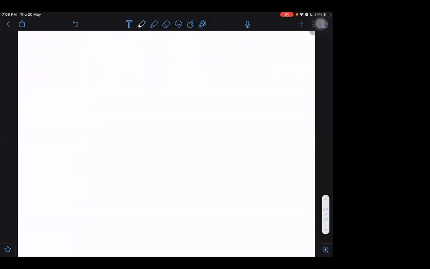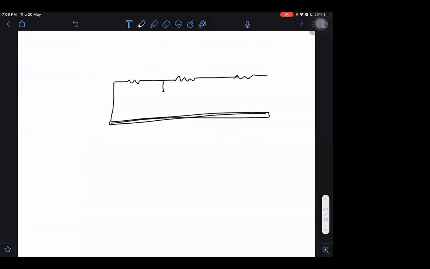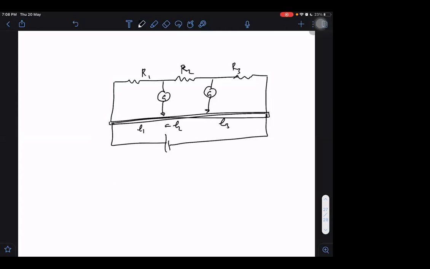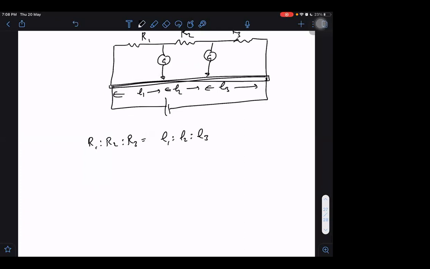Some modifications like this: rather than giving 2 gaps, I can give 3 gaps. This is a wire here, and I can take 2 galvanometers. This is a simple modification. L1, L2, L3 will be proportional to R1, R2, and R3. Is it understood? Yes, sir. R1 is to R2 is to R3 will be equal to L1 is to L2 is to L3.